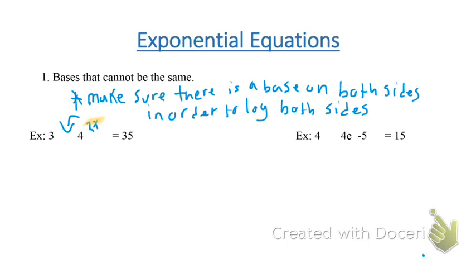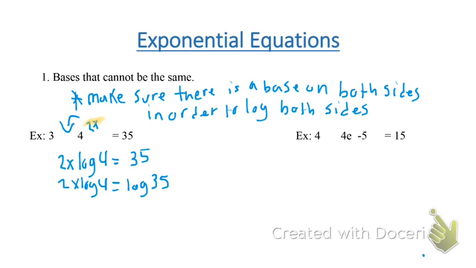And which will make this a log. So we will get 2x log of 4 equals 35. Now we could do the same to the other side and make it log 35. So we have 2x log 4 equals log of 35.